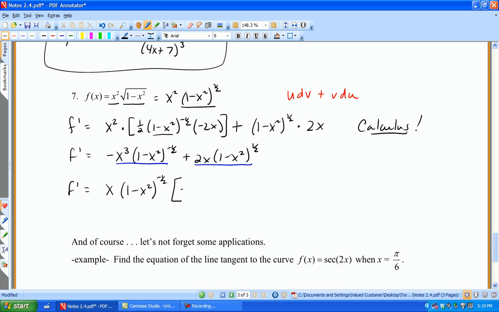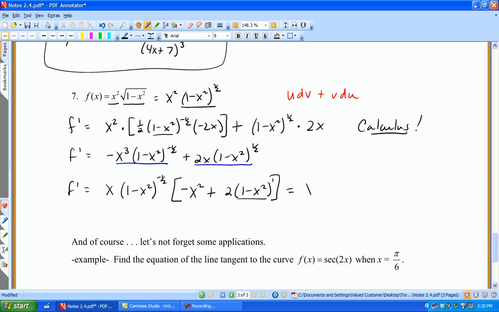Okay, in the first term, that leaves me with a negative x squared, plus in the second one, it leaves me with a 2 times 1 minus x squared to the first. You may have to think about that a little bit as to why that's 1 minus x squared to the first, but you can check pretty easily. If you distribute that, you'll be back to the 1 minus x squared to the 1/2. Give that a little thought and you'll get it.